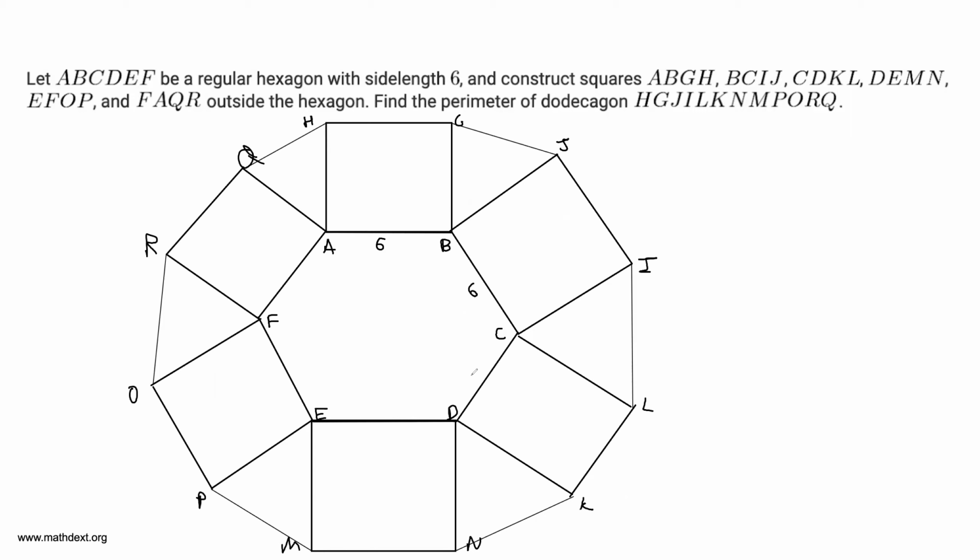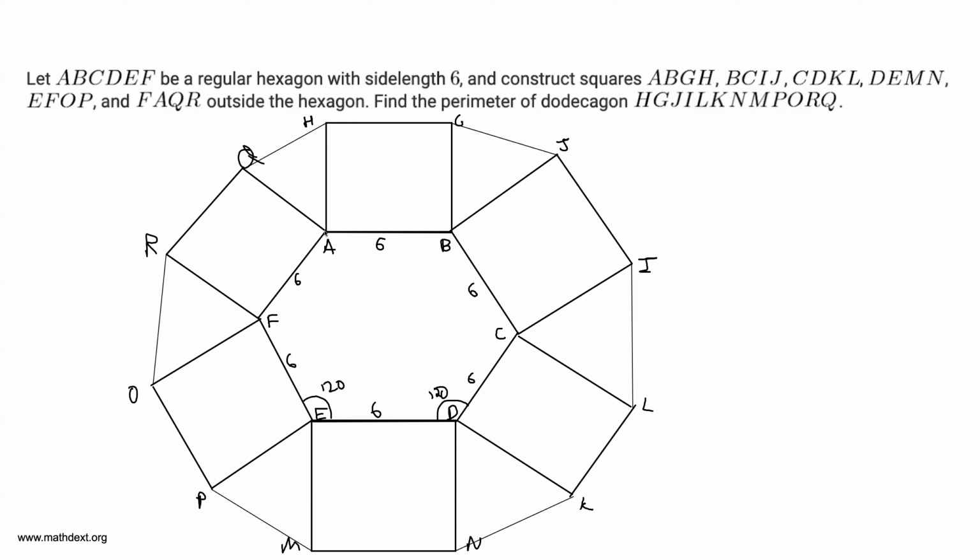ABCDEF is a regular hexagon, which means all of its sides have the same length, which is 6, and all of its angles are equal to each other. Namely, this angle over here is 120, this angle over here is 120, and so on and so forth. And we want to use this information to find this dodecagon's perimeter.